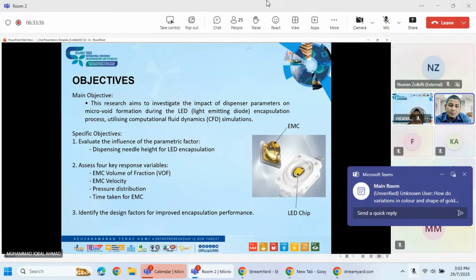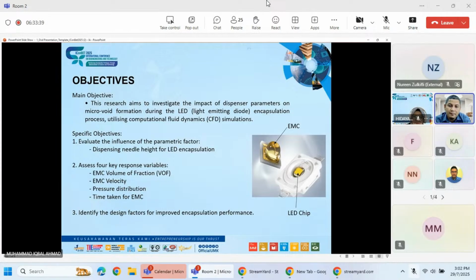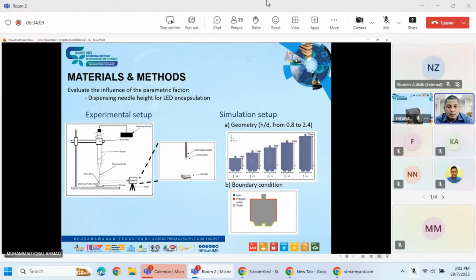I'm assessing four response variables for the EMC: VOF, EMC velocity, pressure distribution, and the time taken for the EMC during the encapsulation. You can see on the right side of this slide, EMC is the acronym for epoxy molding compound, and we have the LED chips inside the EMC. This is the configuration and properties of the LED itself. To demonstrate the reliability of the CFD, we validate between the experimental work and the simulation work.